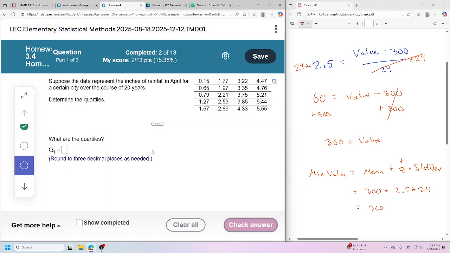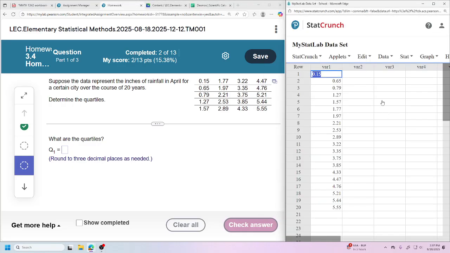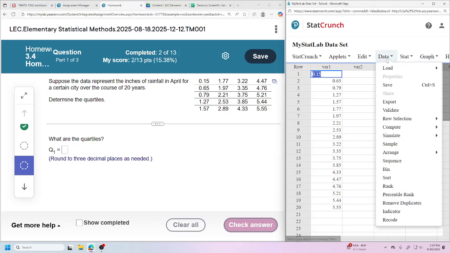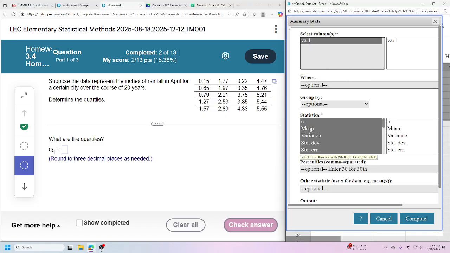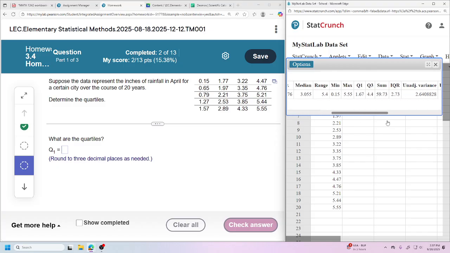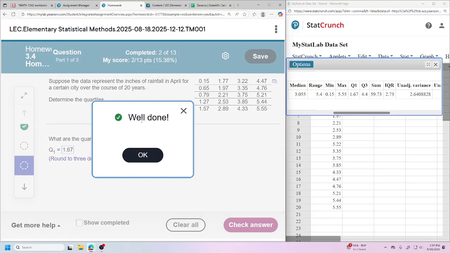Ooh. So it says, what are the quartiles? Well, guess what? StatCrunch, right? I'm going to try this out. So let's do a StatCrunch problem here. I'm going to do stats, summary stats, because I got the one column, right? var1. Select all my stuff, just in case. Compute. Let's see what we got. Yep, 1.67, and it says 3 decimals, but I don't got 3 decimals. Or 0, right? It should work with a 0 too.